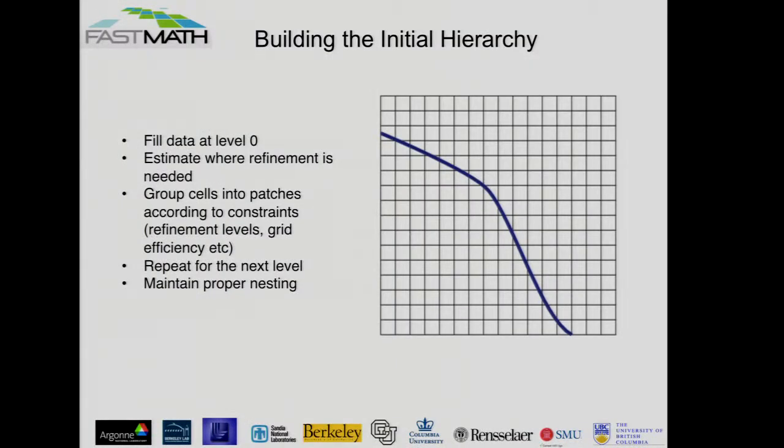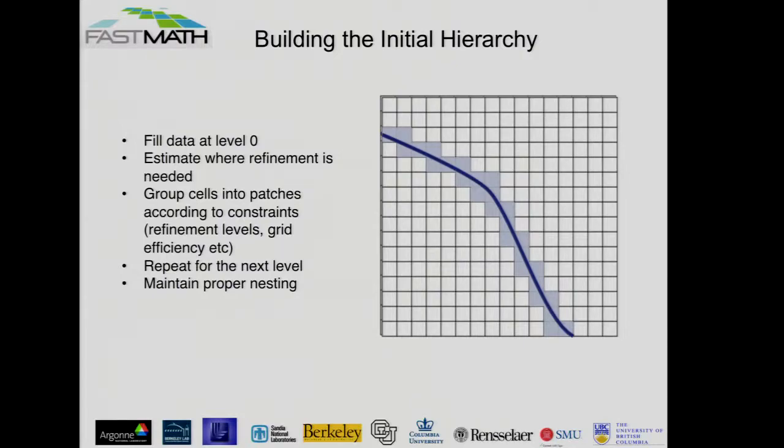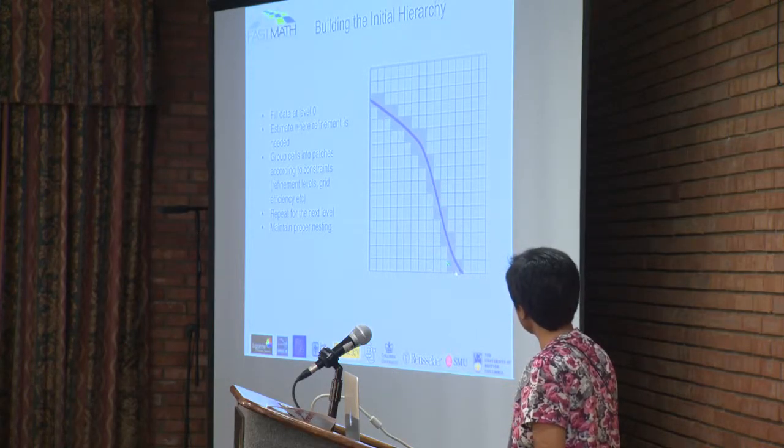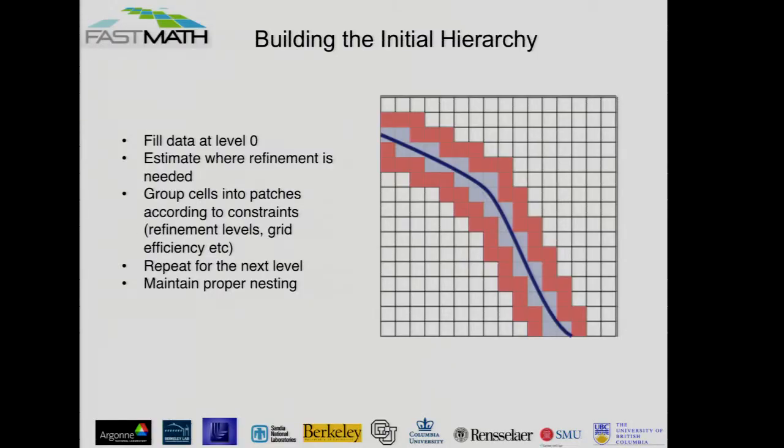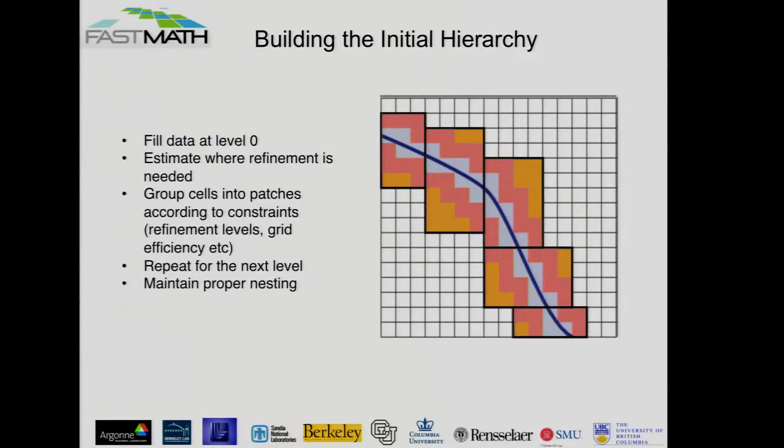So for building the hierarchy, what happens is, you fill the initial data at level 0, you estimate where the refinement is needed, you group cells into patches, and then repeat to the next level, and you maintain proper nesting. So in this situation, for example, this is where the structure is, and these are the patches that get tagged, but that by itself is not enough to provide you with a consistent grid. So some things around it also get built, and then you have a hierarchy of mesh that gets built up, right?